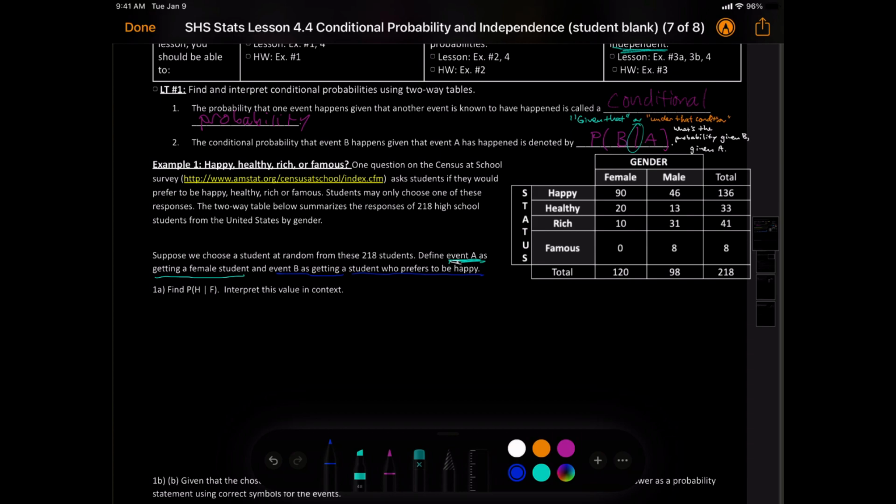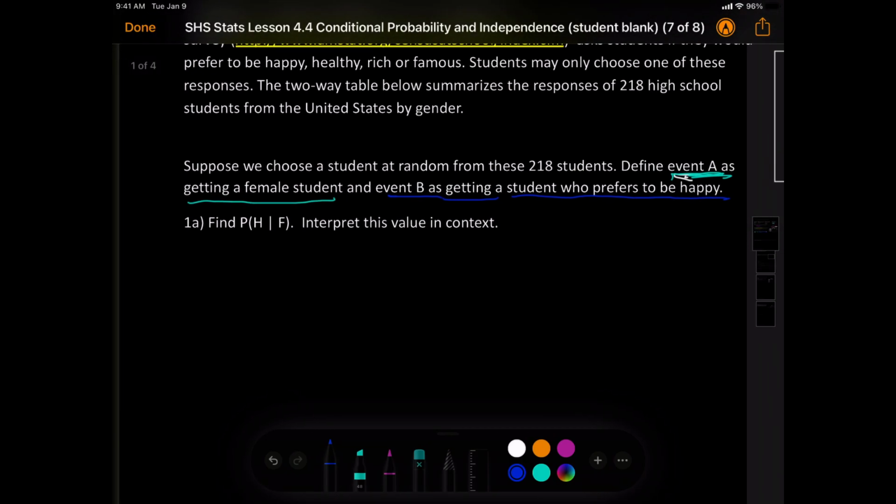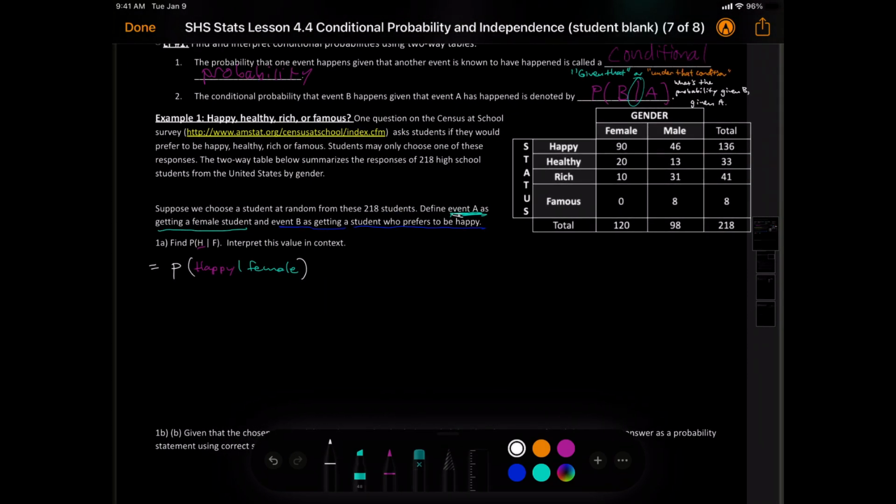Okay, so find the probability of happy given they are a female. Interpret this value in context. Okay. Guess you didn't really need the A and B, but you could if you needed it. Okay, what does the H stand for? That is happy. And the F means female. And we want the probability of this to happen. Okay, so given that they are female, I'm going to locate that in blue here.